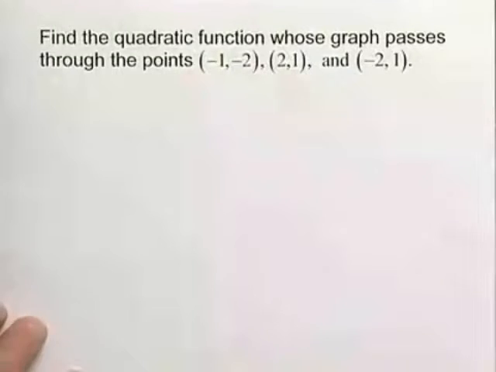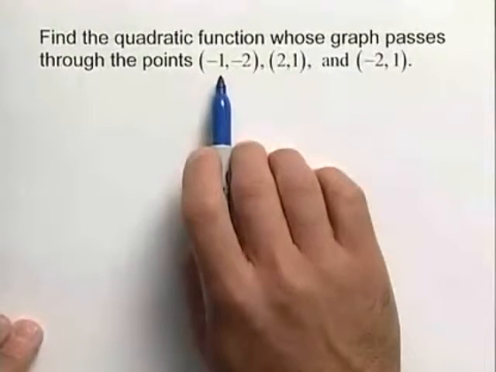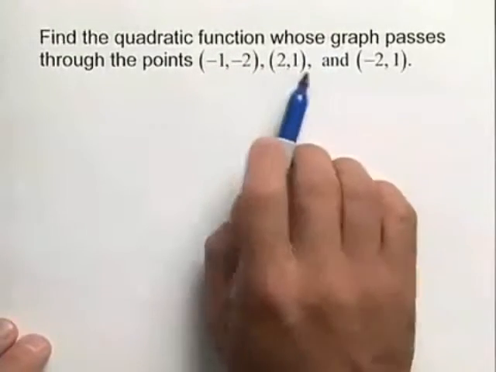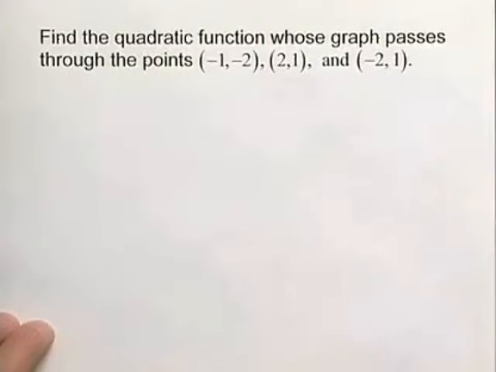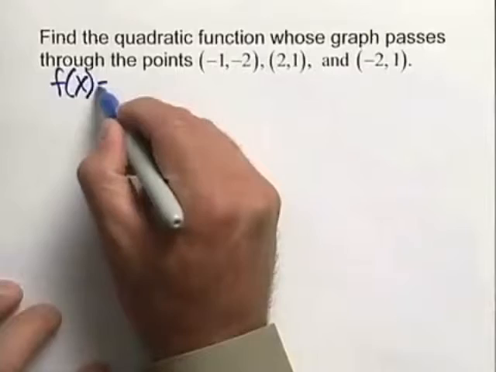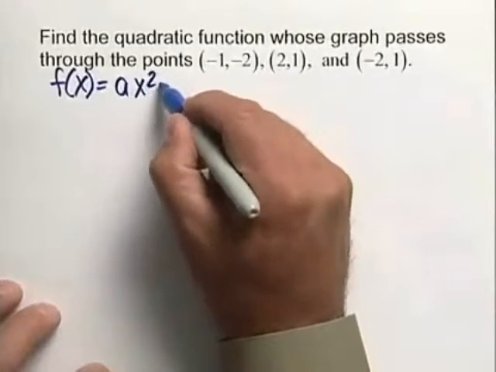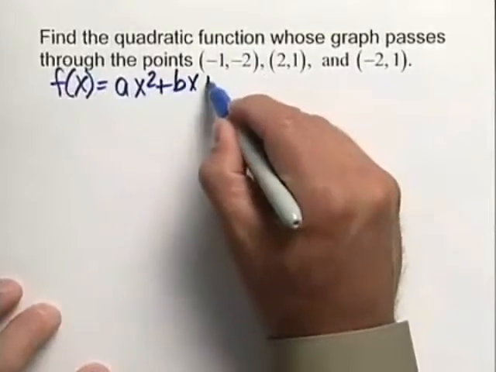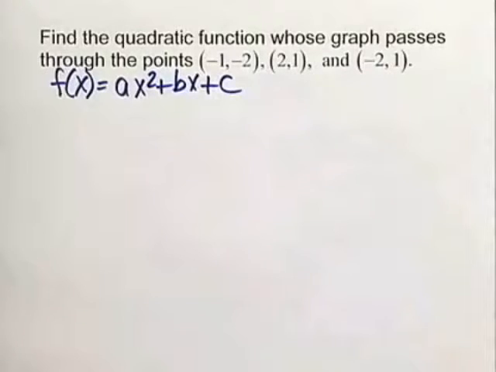Let's determine a quadratic function from three ordered pairs. Here are our ordered pairs: (-1, -2), (2, 1), and (-2, 1). We're going for a function that looks something like this: f of x is equal to ax squared plus bx plus c. And again, that's the standard form for a quadratic function.